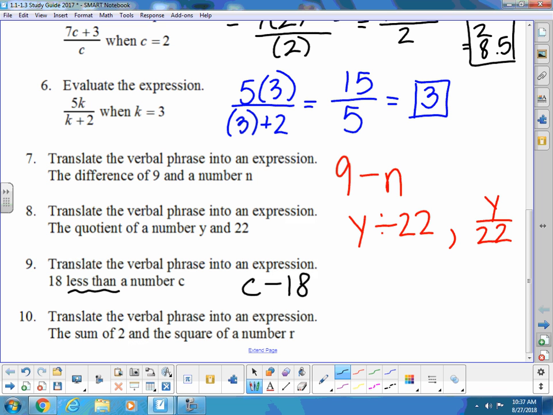The way it's worded. Last one, the sum of 2 and the square of a number r. What could you write? The sum, what does sum mean? Addition. What's it going to look like? R squared. Could I write r squared plus 2? Would that mean the same thing? Yes. Questions on the front half of your study guide? All right, let's go back.